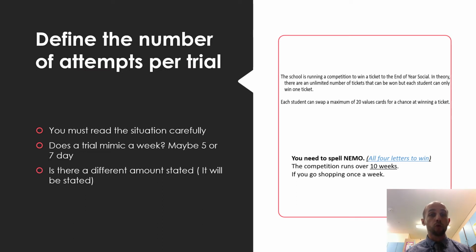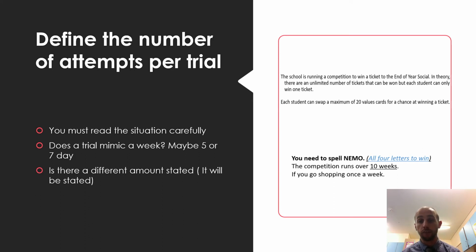Okay, so you need to define the number of attempts per trial. So you need to read the situation really carefully. So the trial might mimic a week, maybe that's 5 or 7 days, or maybe there's some other amount that's stated for you. So it might say there are 10 or 20. So let's just have a look at a couple of examples.